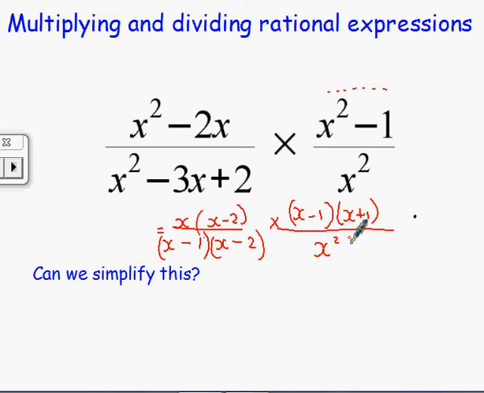Right, I'm going to change the colour of my pen to help me cancel. I've got an x here and an x squared there, so x goes into x squared once, or x remainder. Got x minus 2's, I can cancel top and bottom. I've got x minus 1, I can cancel top and bottom, which leaves me with just x plus 1 on the top, x on the bottom.